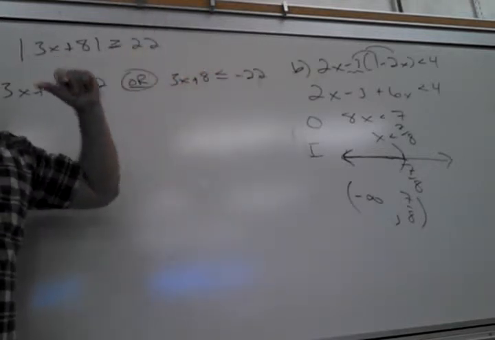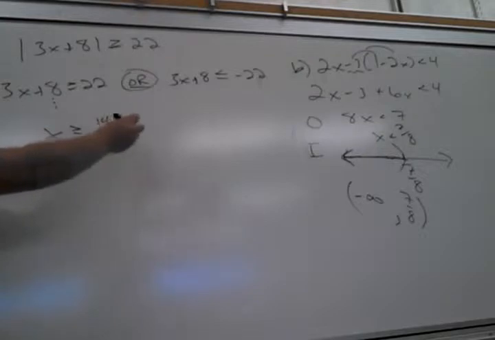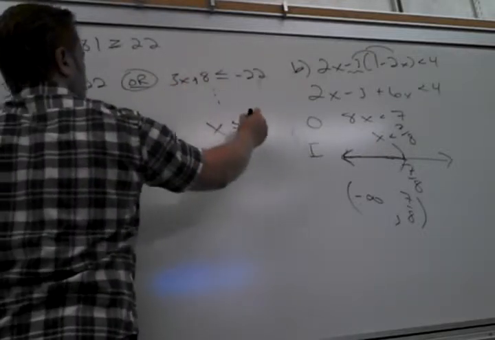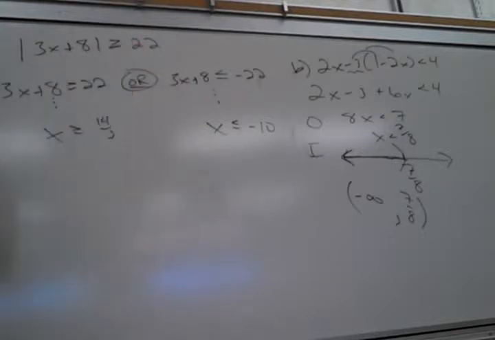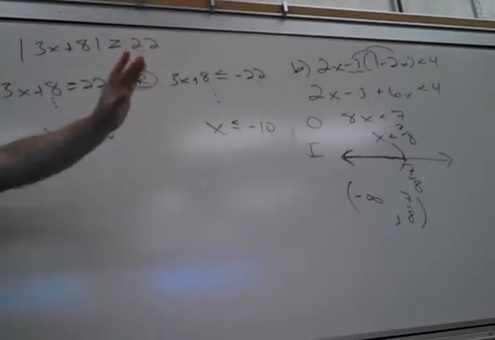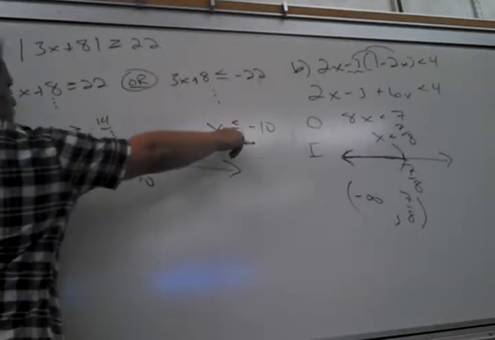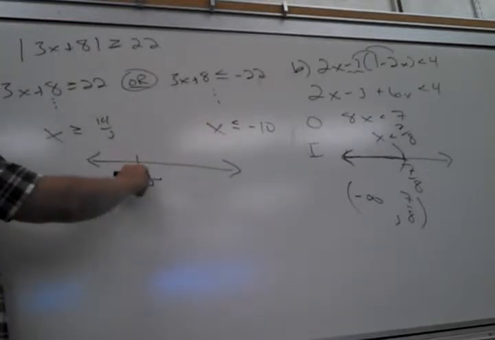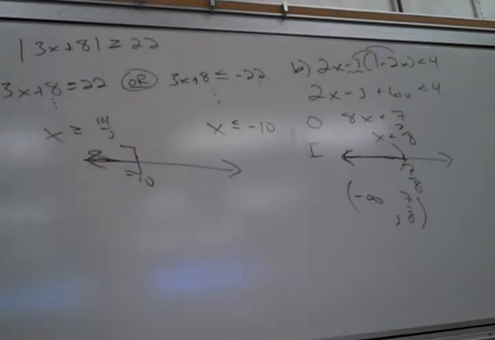Okay. And now you've got two relatively simple problems. You get x greater than or equal to 14/3, and here you get x less than or equal to negative 10. So then you get those two separate things. Stay away from them. Right? So you get the negative 10, less than or equal to. What symbol's going to go on it? Bracket. If you want to put a closed circle, put a bracket instead.